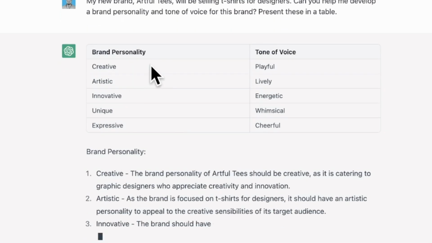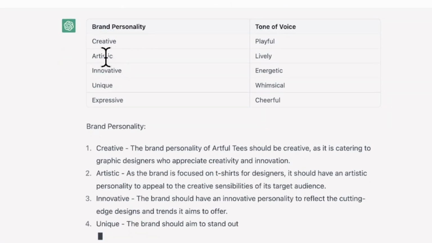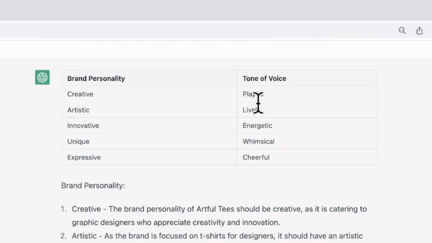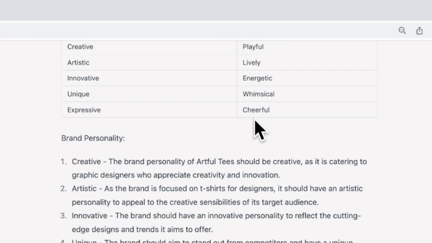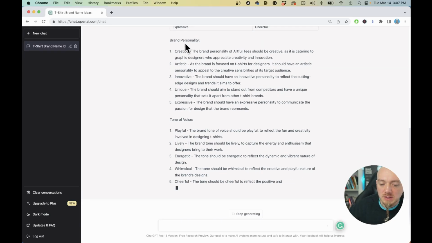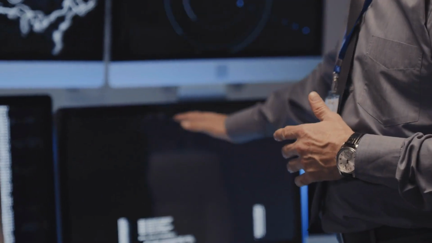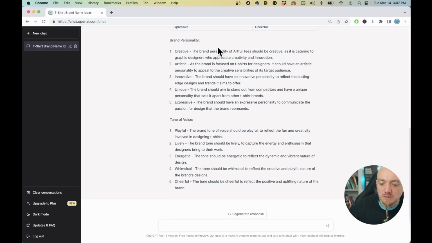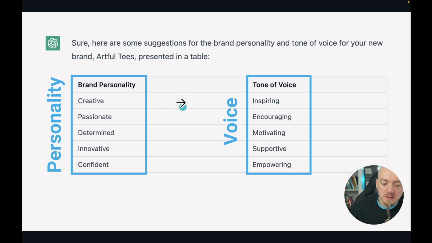These results are pretty accurate. Of course, we have to be creative, artistic, innovative. It can be unique and expressive. Tone of voice should be playful, lively, energetic, whimsical, cheerful. Very good starting point, and even ChatGPT goes to the extent to give you explanation why it believes it's the right attribute, personality trait for your brand. It explains it right here. So here are the results, by the way, that I got when I first wrote my article.